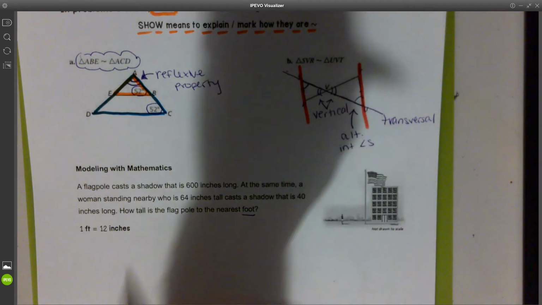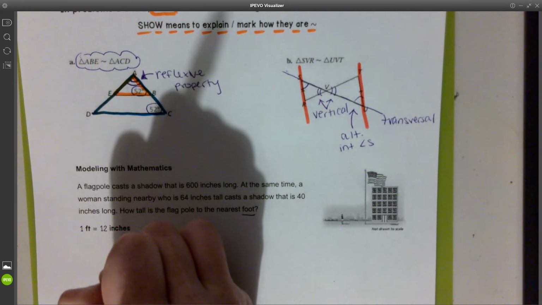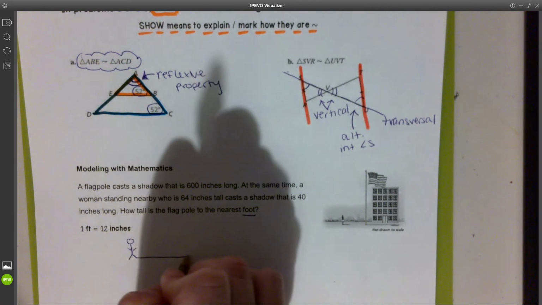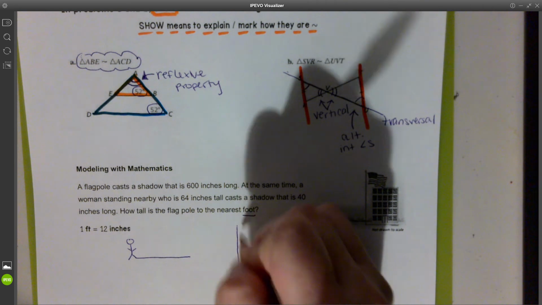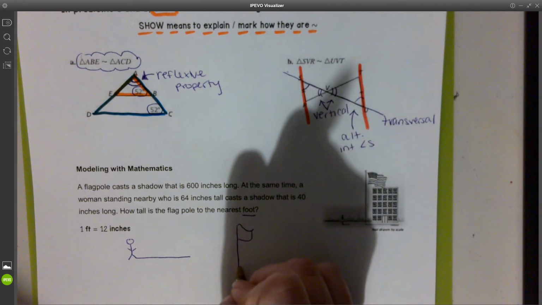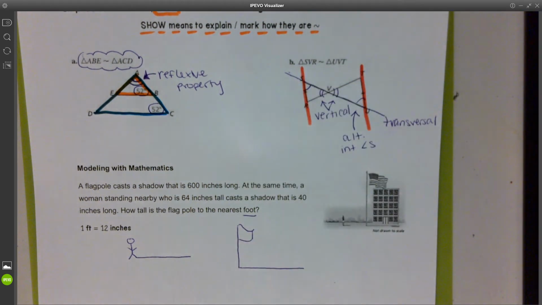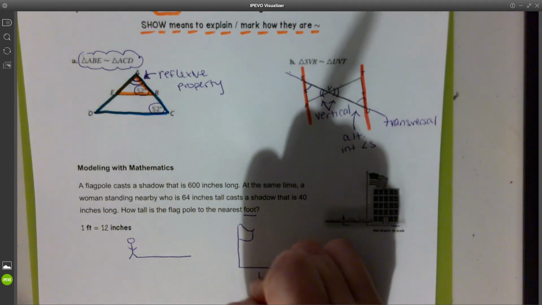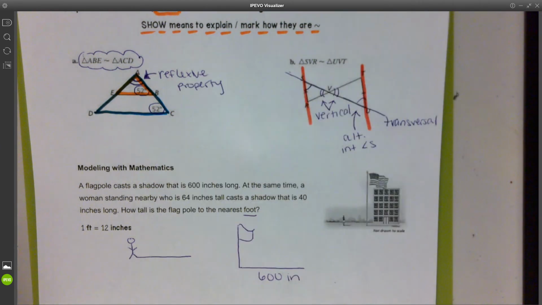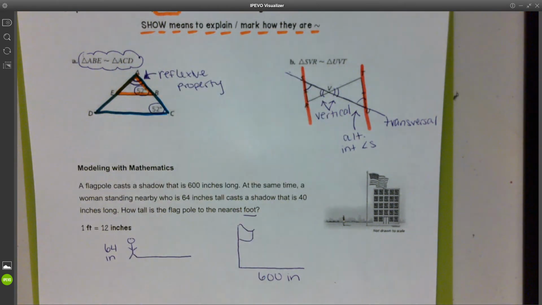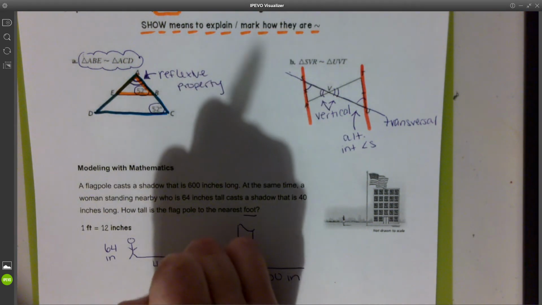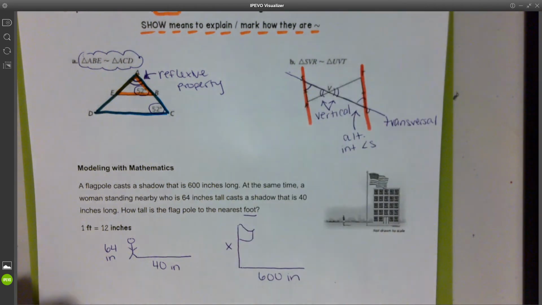So the first thing I'm going to draw is the person. So here is that woman with her shadow. Now, how long is her shadow? We're going to label that in a second. And then we have our flagpole with its shadow. So we're going to label all the information that we have. So here we have the 600-inch shadow. The woman, she is 64 inches. And then we have that shadow of 40 inches. We want to know how tall the flagpole is.